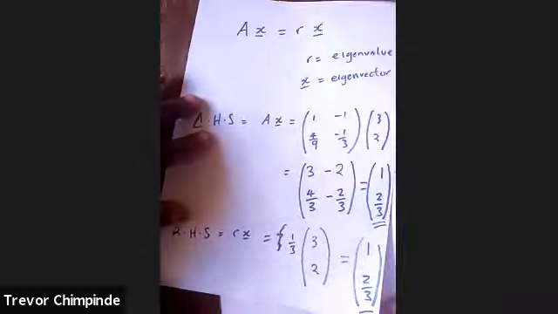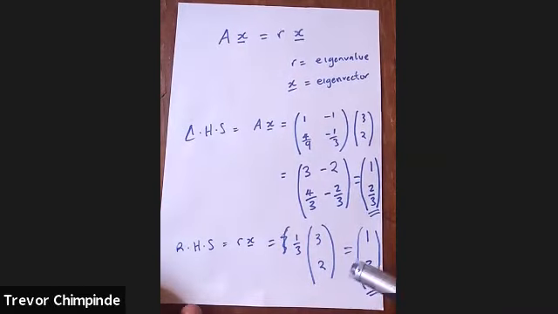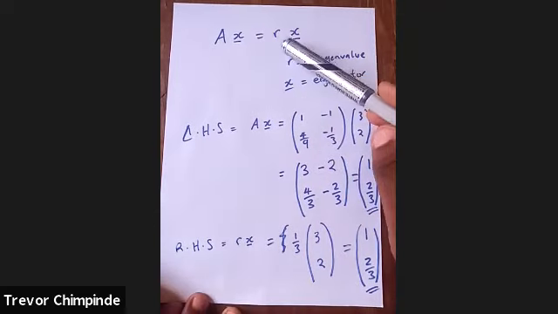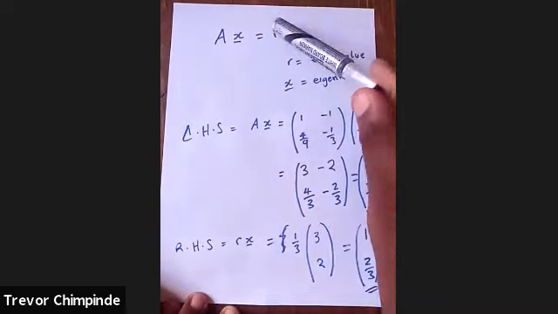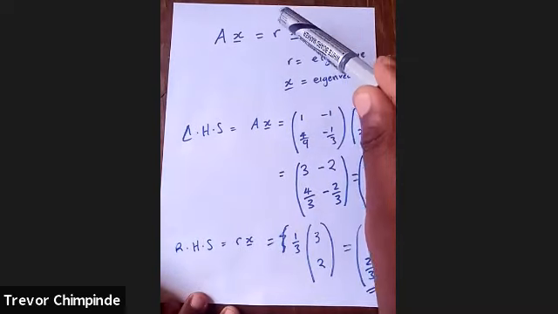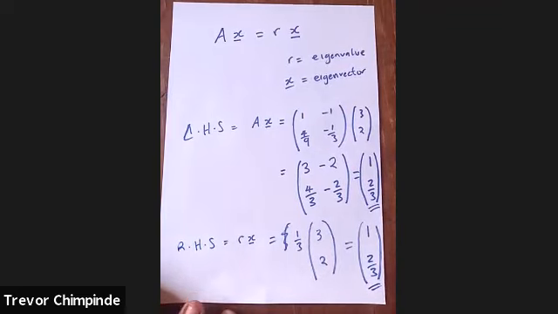And on this page, we're just verifying that what we did was correct. So we go back to the definition of eigenvalue and eigenvector. We check that this equation will be satisfied by our choices of x and r, the eigenvalue. So indeed, the left-hand side was equal to the right-hand side. So what we did is indeed correct.